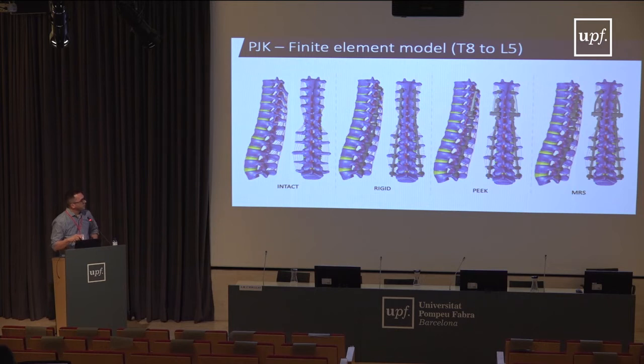And we were thinking about the prevention of the PJK, the development of PJK above the upper instrumented vertebrae, T8, thoracal 8, using some kind of different rods at the upper end of the fixation. And in this case, we used a connection between a PEEK rod, which is some kind of plastic material. So the PEEK rod is going from below to the upper instrumented vertebrae.